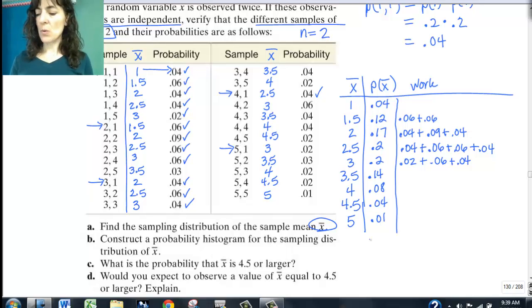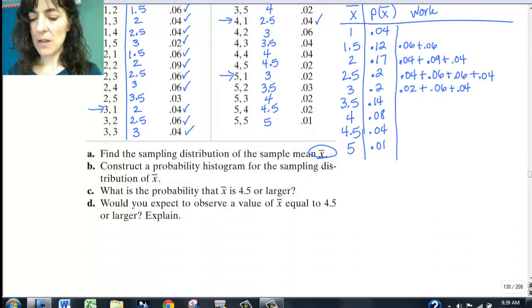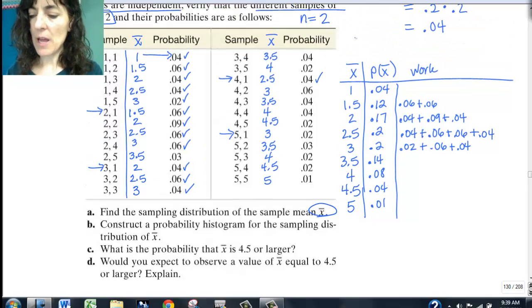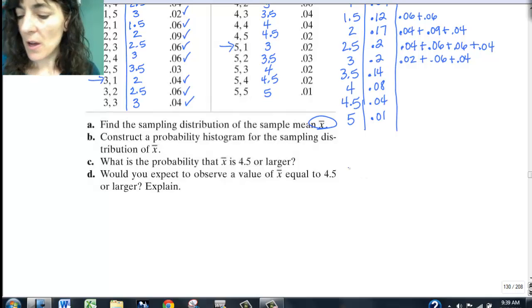Okay, so this is my probability of each of those X bars occurring. And then the next step, so that's for part A, that's what we're looking for is the results of part A. And then part B, construct a probability histogram for the sampling distribution of X bar.